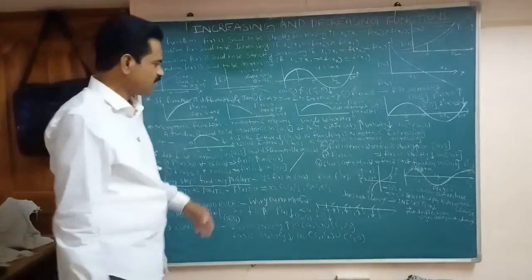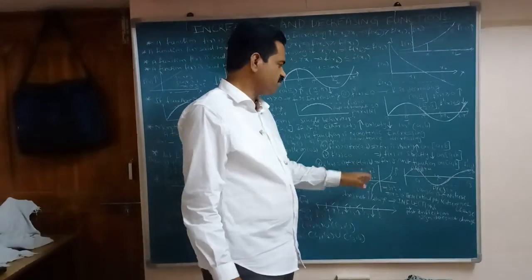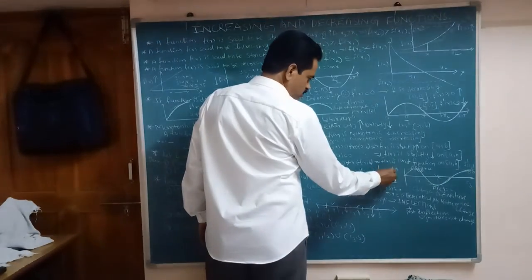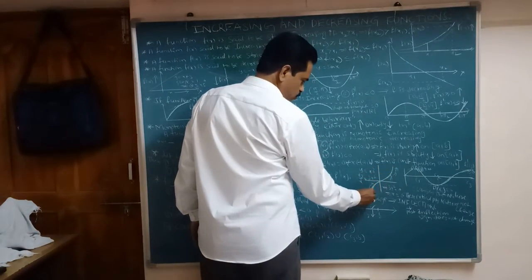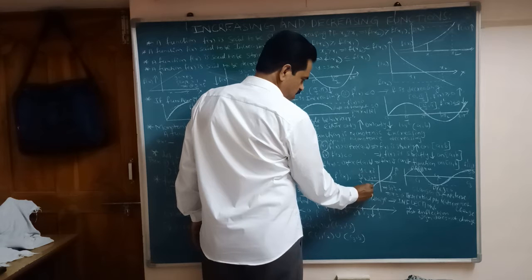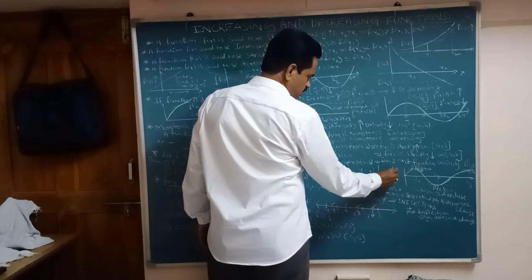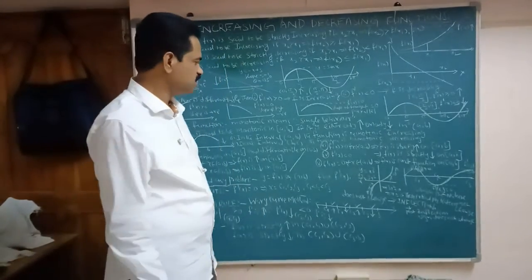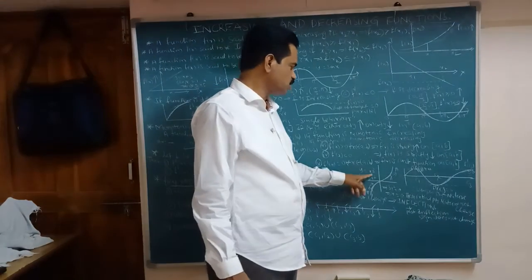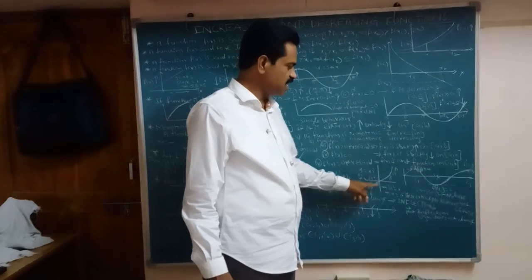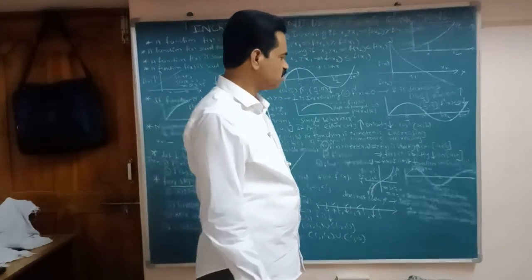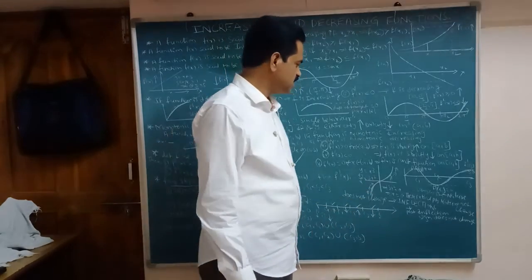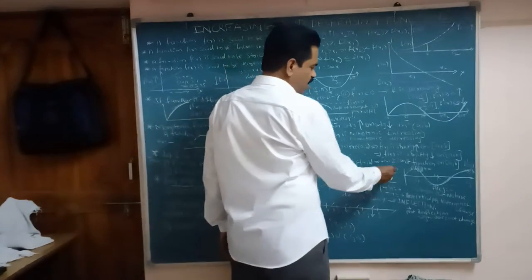One more example here: y equal to x cube. You observe here, this is the y equal to x cube curve. It is increasing here, increasing. There is no change here. Then y equal to x cube, its differential is 3x square. f dash x equal 0, so x equal to 0. So when x equal 0, the critical point's nature does not change here.